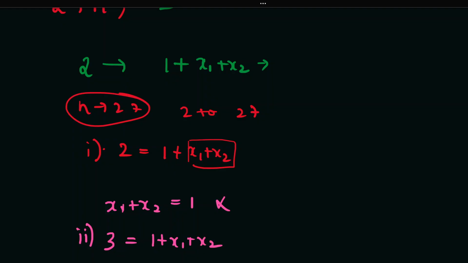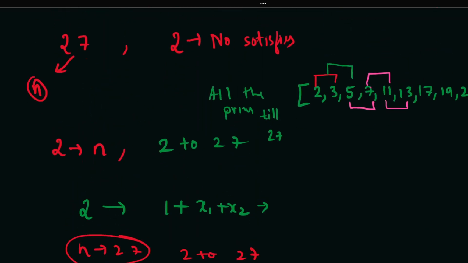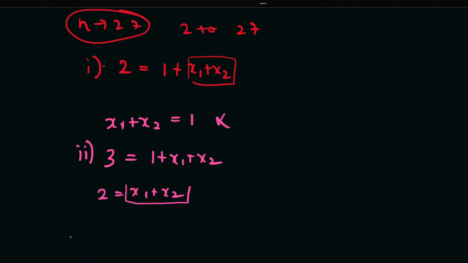1 will go there. 2 is equal to x1 plus x2. Is it possible? Sum of two consecutive primes is equal to 2. Not possible. Similarly, for 3, what about 4? 4 is nothing but 1 plus x1 plus x2. That will be 3 is equal to x1 plus x2. It won't be possible. Not possible.